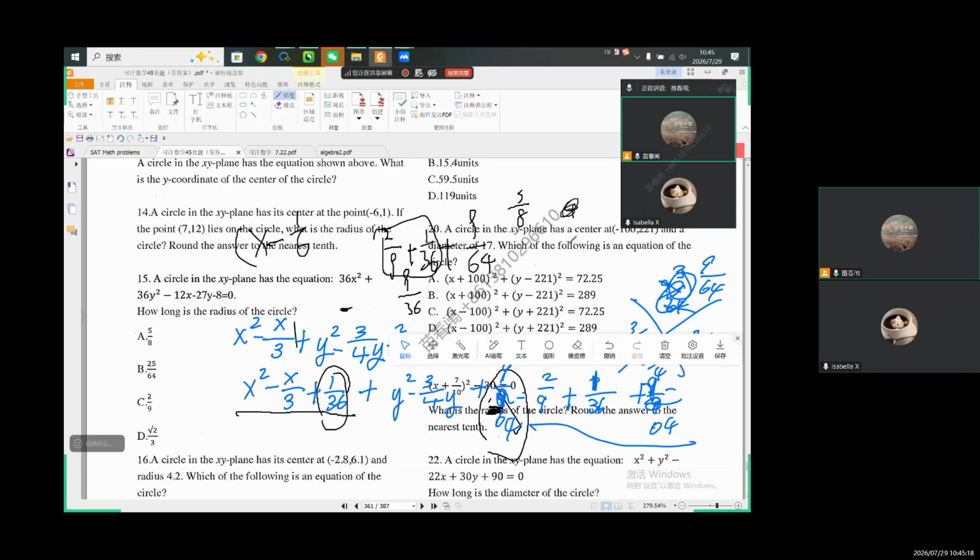Wait, oh, 36 is 1 over 4, and that'll be 16. Oh, that's good. That's 25. 25 over 64, right? And then we square root that, and then we get 5 over 8. Yes. Whoa, great. I think I just made a math problem.